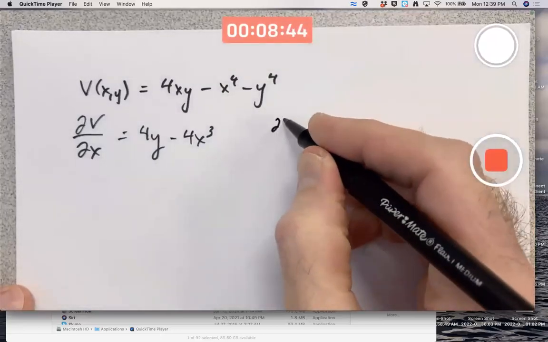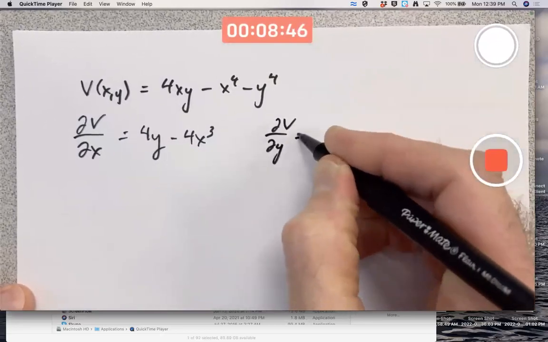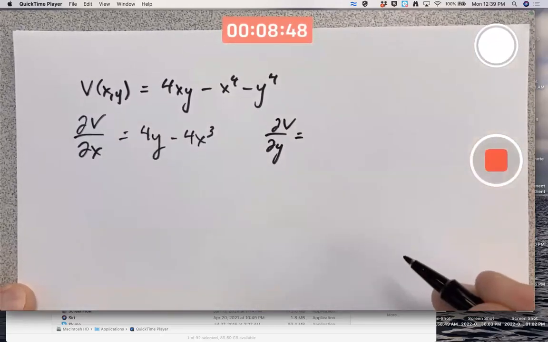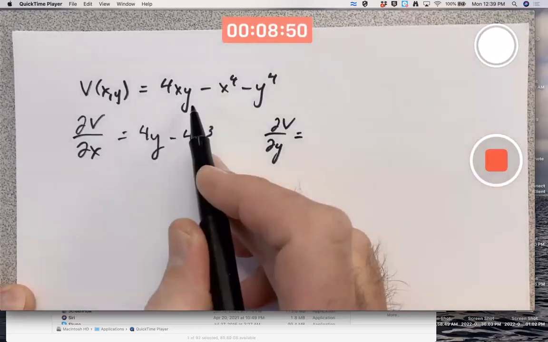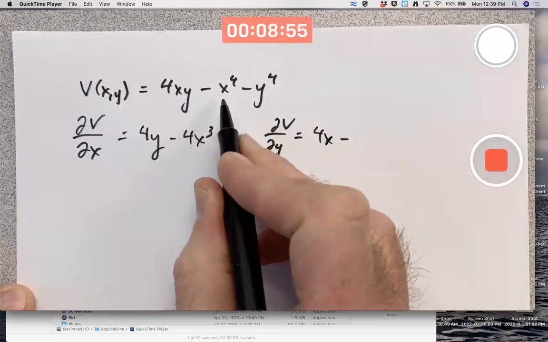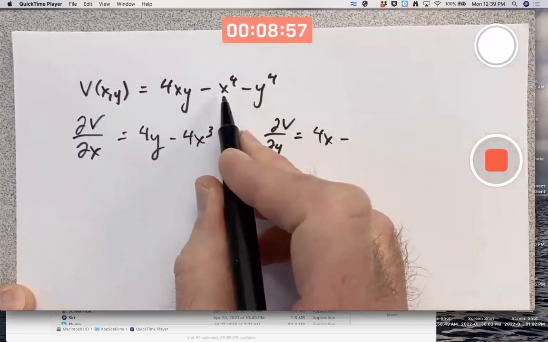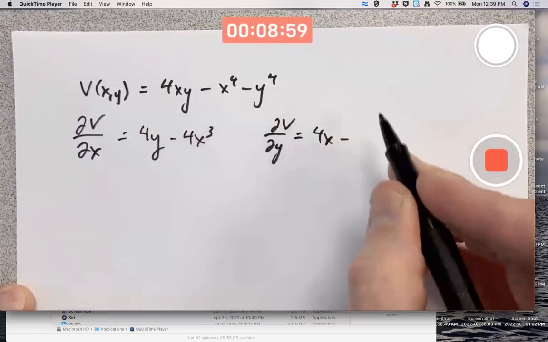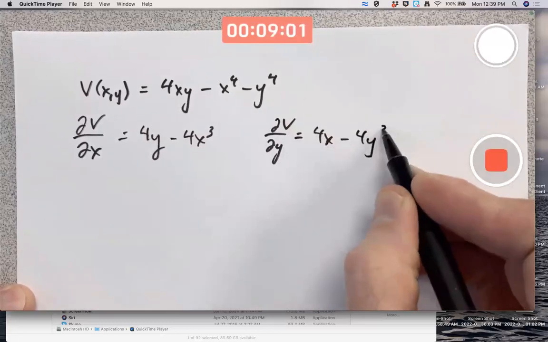Likewise, I can find the partial derivative of this with respect to y. Treat the x as a constant. Differentiate that with respect to y, get 4x. Differentiate that with respect to y, get 0. Differentiate this with respect to y, get minus 4y cubed.